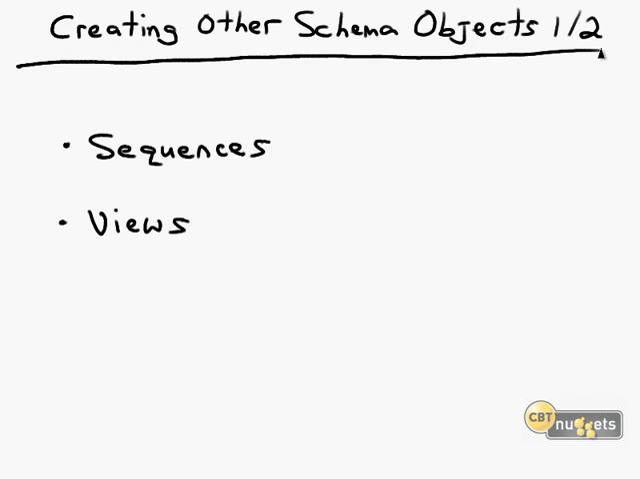This is the first of a two-part mini-series in which we examine some of the other schema objects in Oracle Database 11g. Specifically, we're going to look in this nugget at sequences, which perform a really nice function for database developers who need to generate a sequence of unique integers, primarily for key constraint columns. And number 2, we'll look at views, which are referred to as virtual tables.